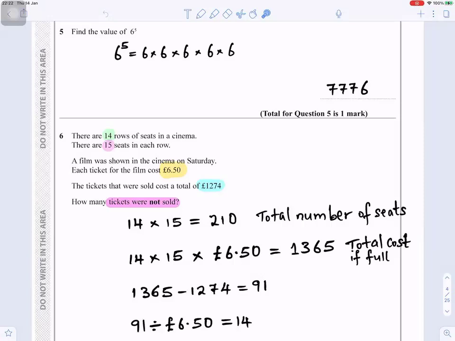Now, because the tickets that were sold cost £1,274, we work out the difference. 1,365 minus 1,274, it gives you 91. The difference is £91. So £91, how many tickets is that? Each ticket is £6.50. So 91 divided by 6.50, it gives you 14. So that means 14 tickets were not sold.